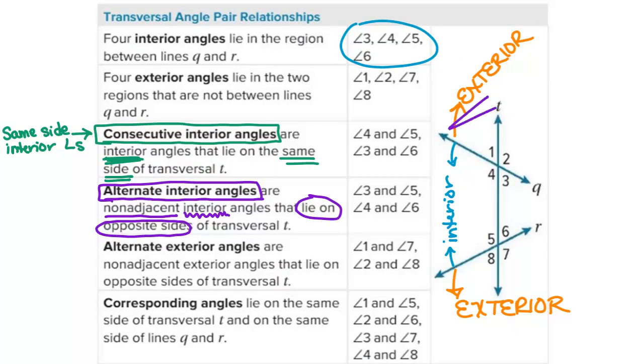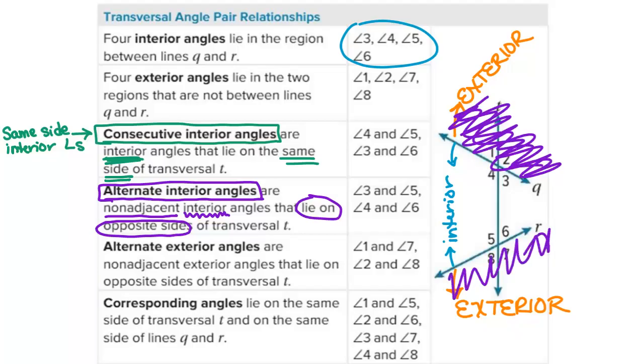So again, we're just looking at the interior angles. So I'm not looking at these. It says they're non-adjacent, so they can't be side by side. What's the name for the special angle pair for 3 and 4? That's a linear pair. My alternate interior angles are not a linear pair. If it's a linear pair, it's a linear pair. There's no other name for it.